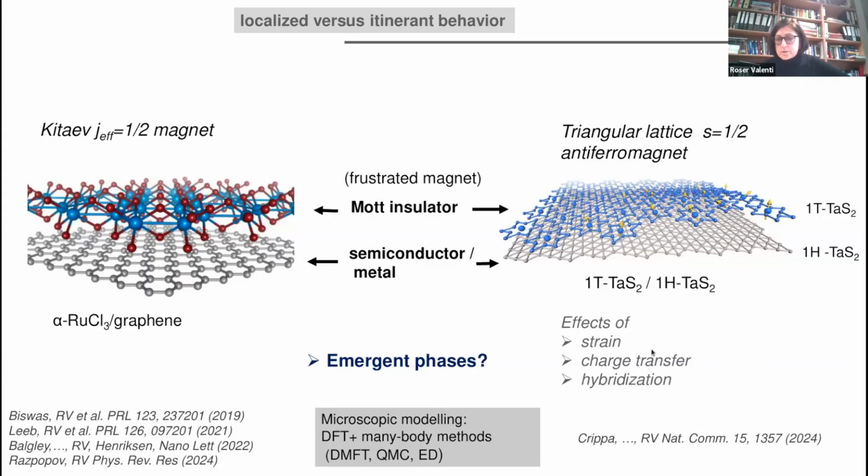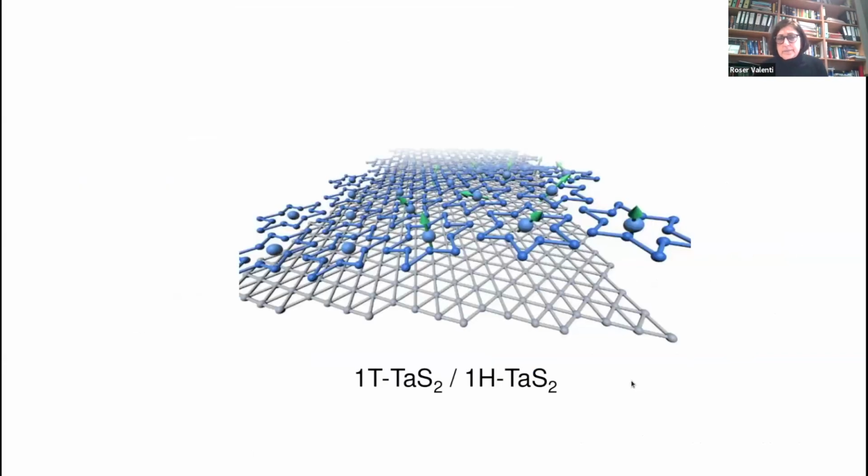This is work we have done together with my collaborators, whom I will present in a moment, where I want to show that the combination of density functional theory calculations with dynamical mean field theory is able to give us an understanding of what is going on in this system. So this is the system I'm going to talk about.